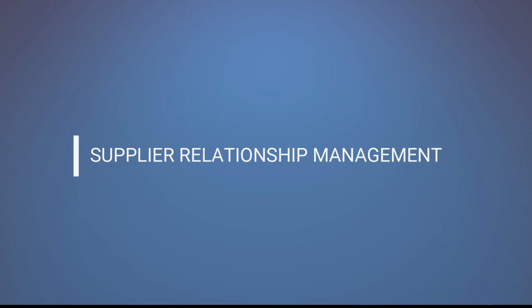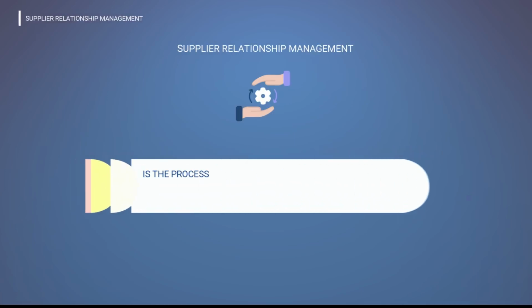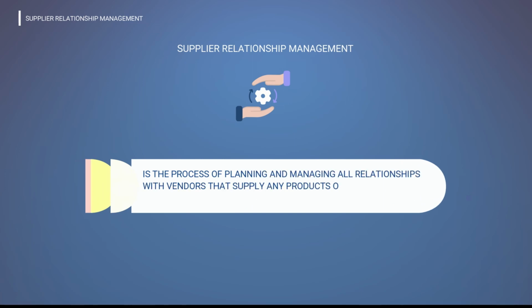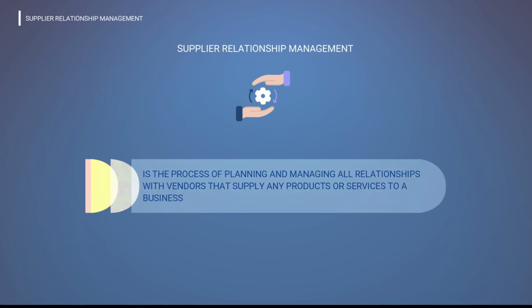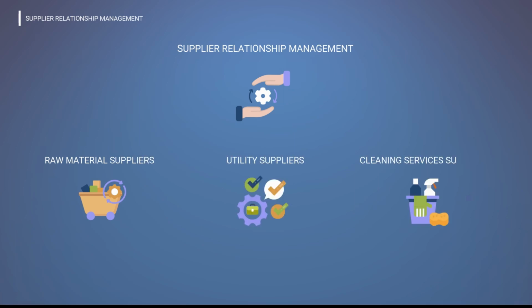Supplier relationship management. Supplier relationship management is the process of planning and managing all relationships with vendors that supply any products or services to a business. This may involve raw material suppliers, utility suppliers, or cleaning services suppliers. It is important to manage these relationships so a business can ensure the efficient supply of products and services for the company.